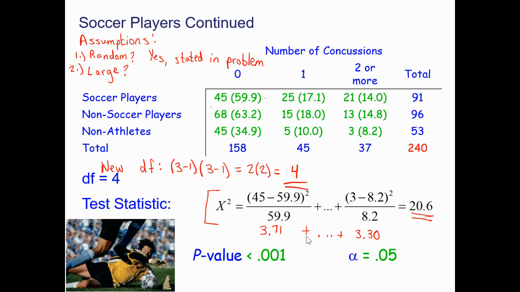Okay, and then if we look in our table, so this p-value is kind of high, so I'm going to hide it for now. If we look at our table, we have 4 degrees of freedom. 20.6 is our test statistic. What would our table tell us the p-value would be? Let me get our table.